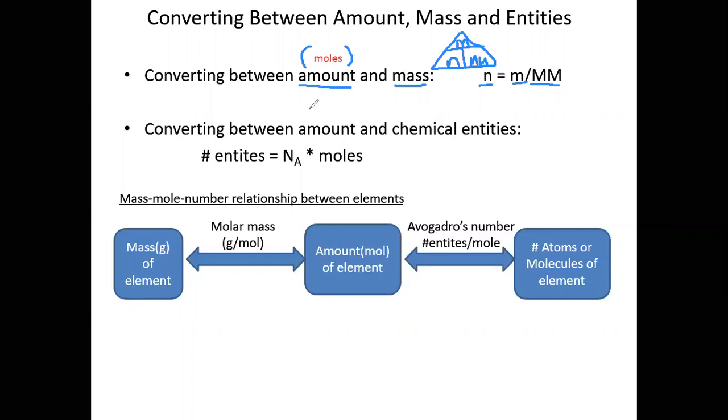If you want to convert between moles and entities, we use the next equation. So entities can be anything. It can be atoms, molecules, formula units. So just to let you know, for covalent compounds, they're made up of molecules. Ionic compounds are made up of formula units.